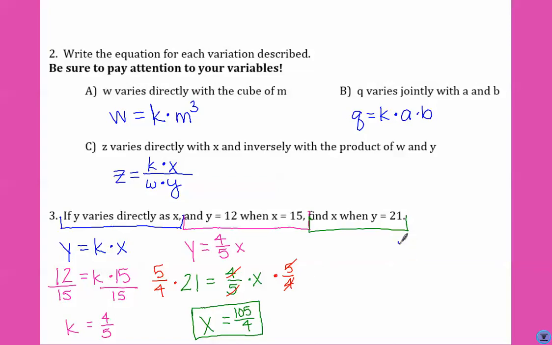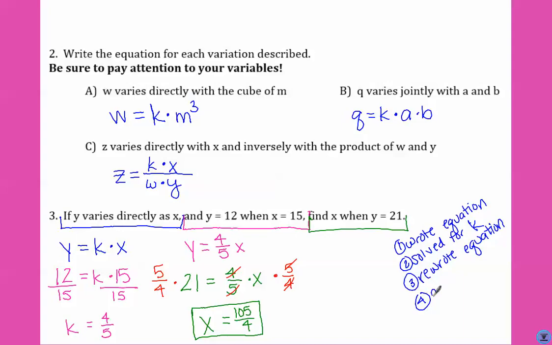So basically, first we wrote the equation, then we solved for k, then we rewrote the equation, and then finally answered the final question.